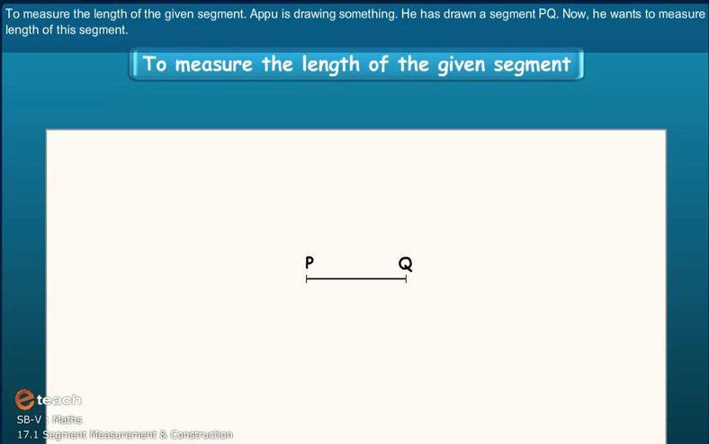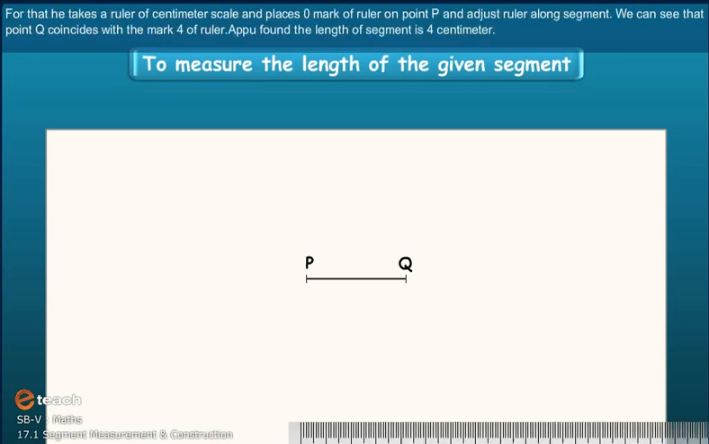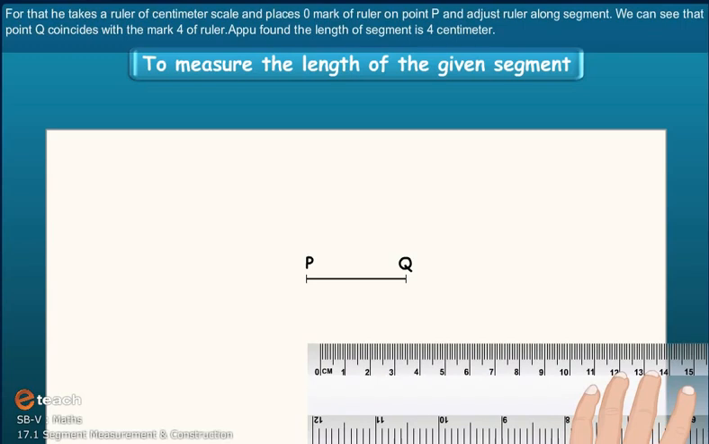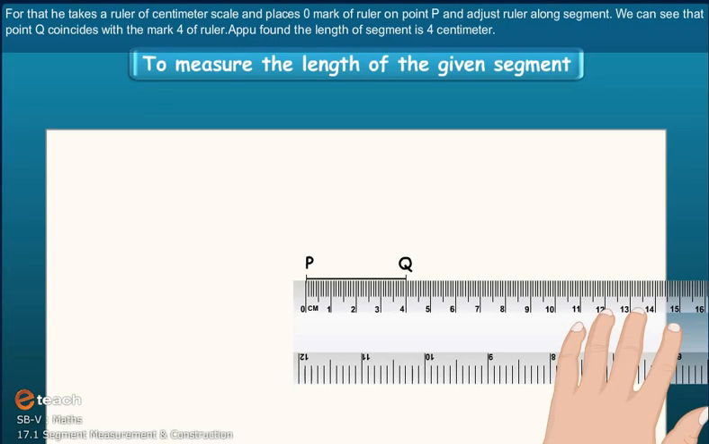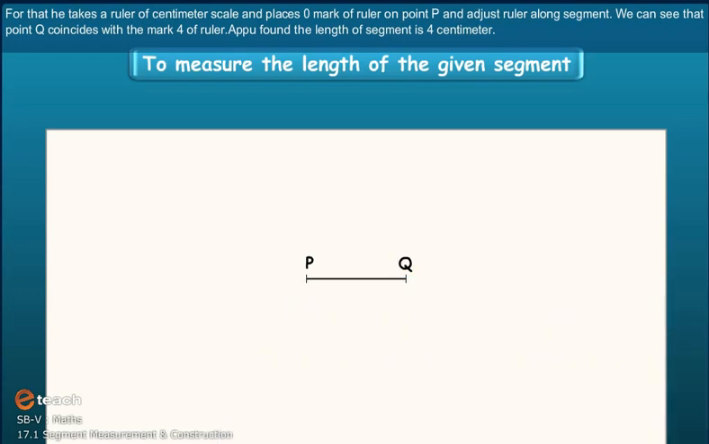Now he wants to measure the length of this segment. For that, he takes the ruler of centimeter scale and places 0 mark of ruler on point P and adjusts ruler along the segment. We can see that point Q coincides with the mark 4 of ruler. Appu found the length of segment is 4 cm.